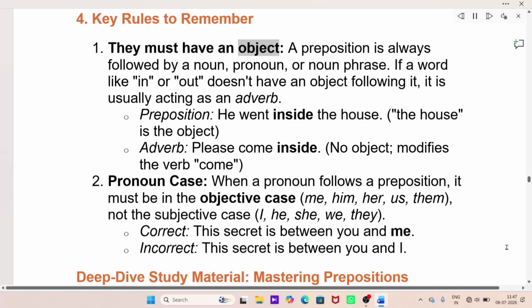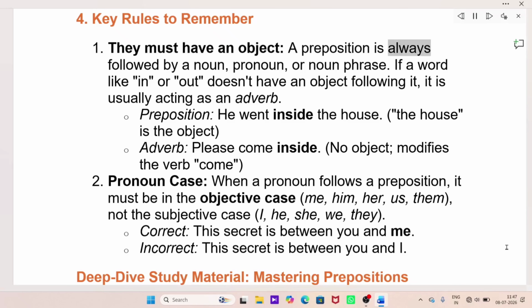4 key rules to remember. They must have an object. A preposition is always followed by a noun, pronoun, or noun phrase. If a word like in or out doesn't have an object following it, it is usually acting as an adverb. Preposition: He went inside the house. The house is the object. Adverb: Please come inside. No object, it modifies the verb come.